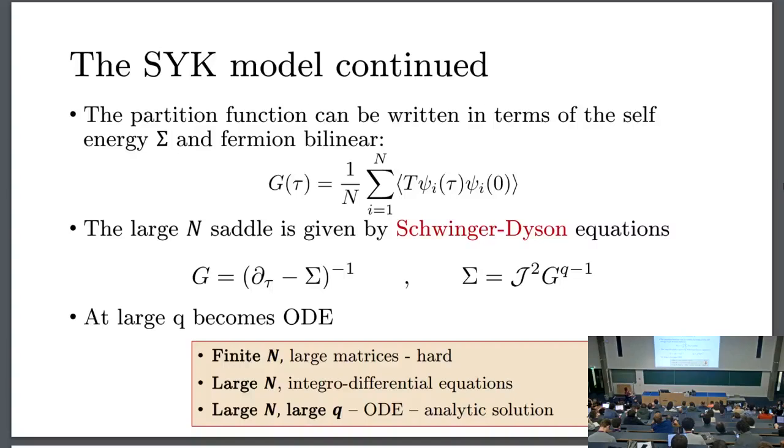one can compute things. If one takes the large N limit, then it's possible to do a saddle point approximation, which is given by the solution to this Schwinger-Dyson equation, a set of integro-differential equations. And then if one further takes a limit of large q, so many fermions in each interaction term, these equations become ordinary differential equations and the solution is analytic. So you can see a kind of difficulty chart of this model. I will focus only on large N in this talk, or large N and large q.